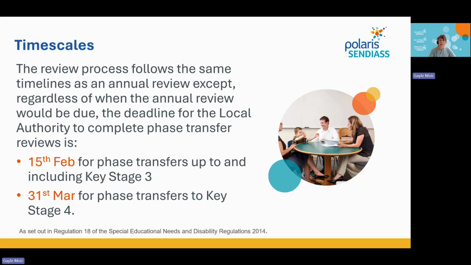So children in key stage 1, 2 and 3 have to have their phase transfers completed by a deadline of the 15th of February in the year they're due to transfer. And those children moving from key stage 3 into 4, so onto post 16 or college, have to have their phase transfers completed by the 31st of March. If the process doesn't start before the end of the autumn term, it won't be completed appropriately by the 15th of February.